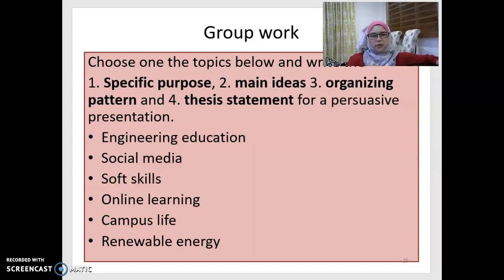So these are the topics that you can talk about. One is engineering education, the other one is social media, another one is on soft skills, another one is online learning, another one is campus life, the last one is renewable energy. So again, choose a topic from either of these 6, and you need to persuade the audience to do something.